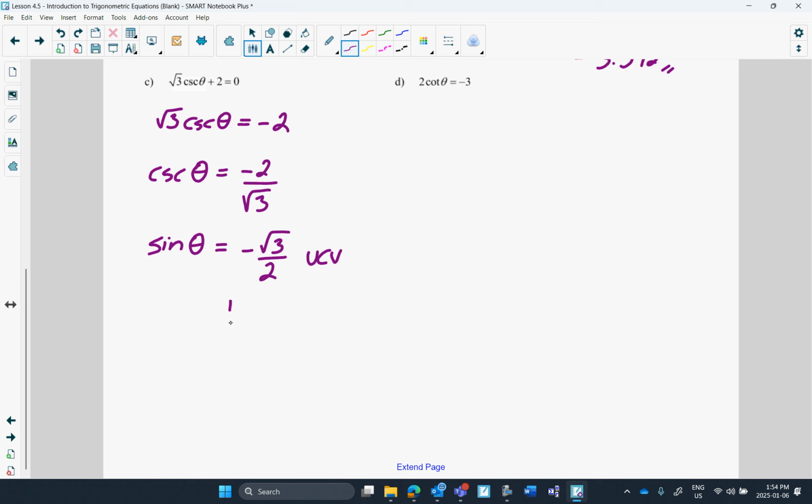So now I'm thinking, okay, sine is negative root 3 over 2. That would be down here, and it would also be down here. What angles are those? 4 pi over 3 and 5 pi over 3.